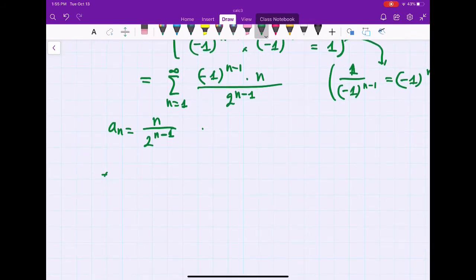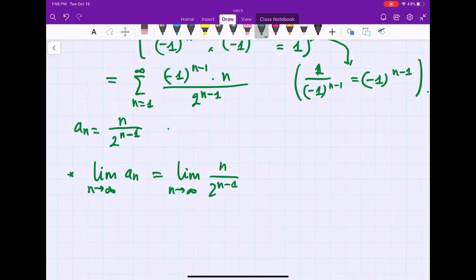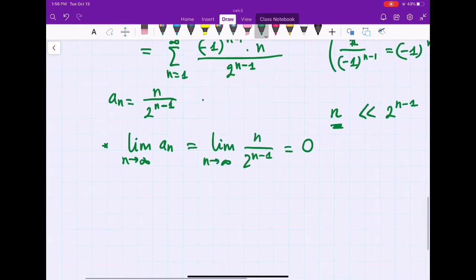Now let's consider the limit of a_n when n approaches infinity. That is the limit of n over 2^(n-1) as n approaches infinity. You may use L'Hopital's rule, but again, you may use comparison between polynomials and exponential functions. Does that make sense? The exponential function at infinity is much faster than any polynomial, so the limit of this should be 0. Or you may use L'Hopital's rule, okay?